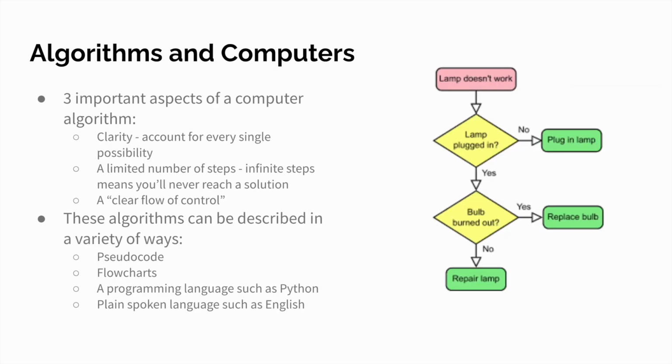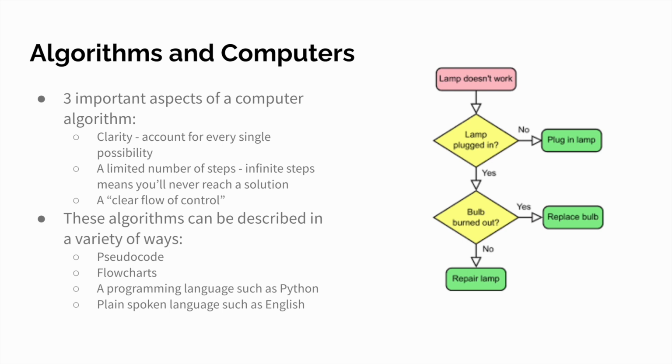In computers then, there are 3 important aspects of a computer algorithm. They have to possess clarity or unambiguity. So every single detail or possibility must be accounted for. Computers can't fill in the details if you omit something. You have to give them every possible detail.